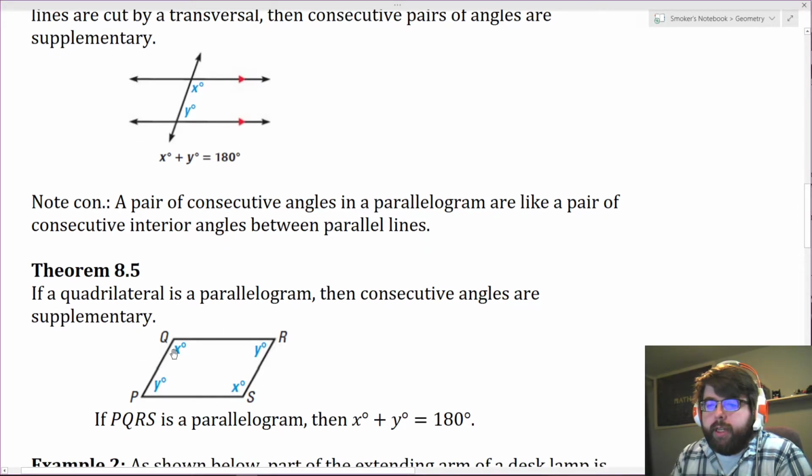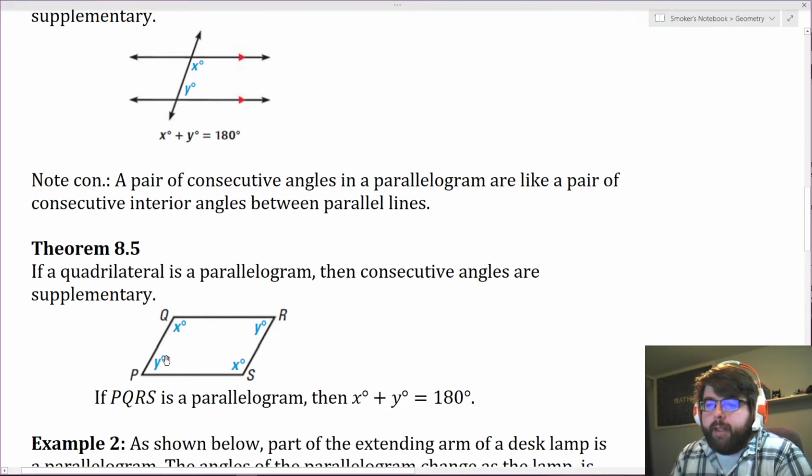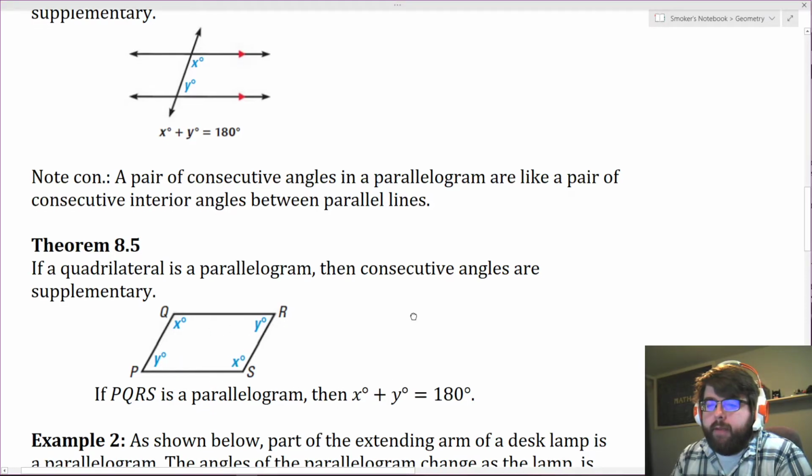You only need to know one measure and you can find out the rest because of that. Consecutive, and it goes both this way and this way, every consecutive two angles next to each other have to add up to 180.